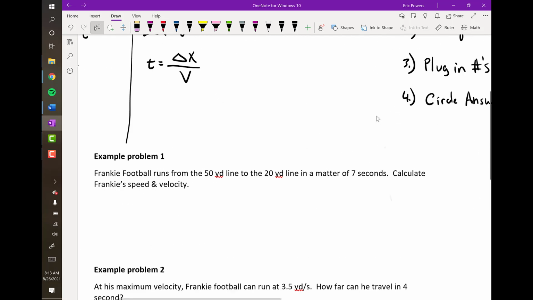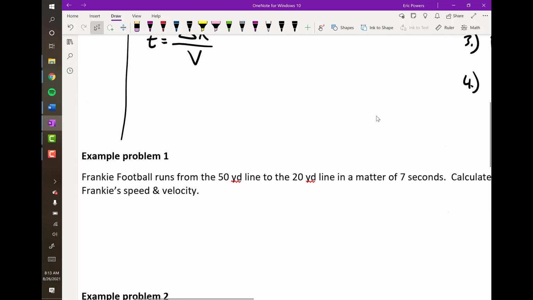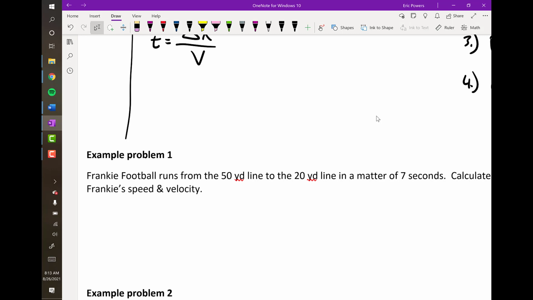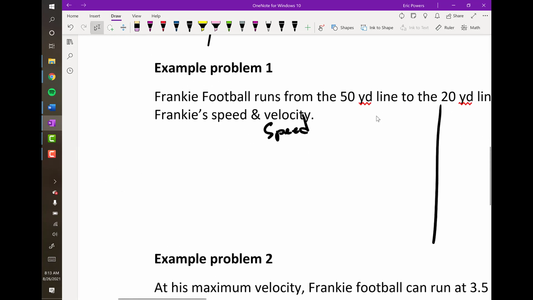So let's go on into this first one. It's got two parts, actually. Frankie Football runs from the 50-yard line to the 20-yard line in a matter of 7 seconds. Calculate Frankie's speed and velocity. So on this side, let's go with speed. This side, velocity. First off, if I'm going to go to the speed, what do I know?